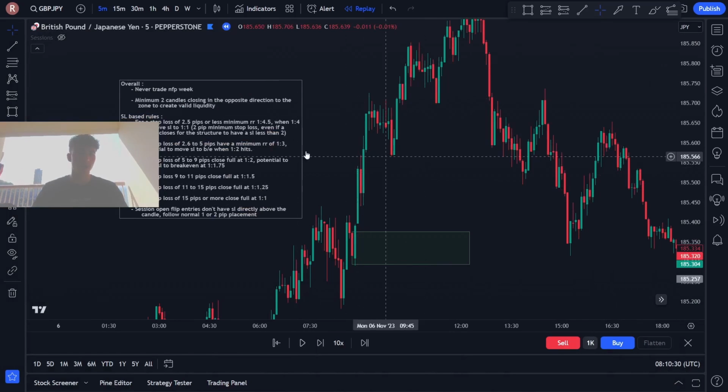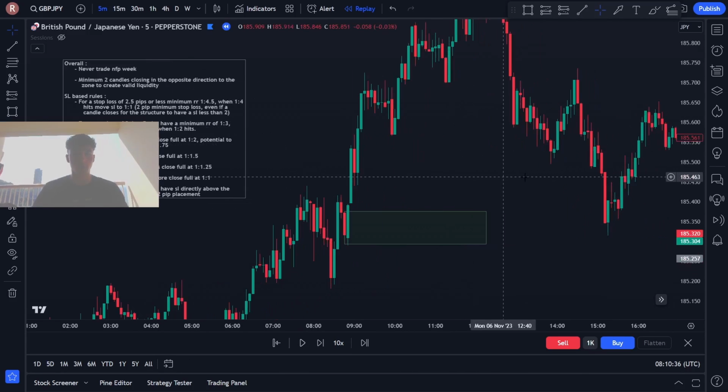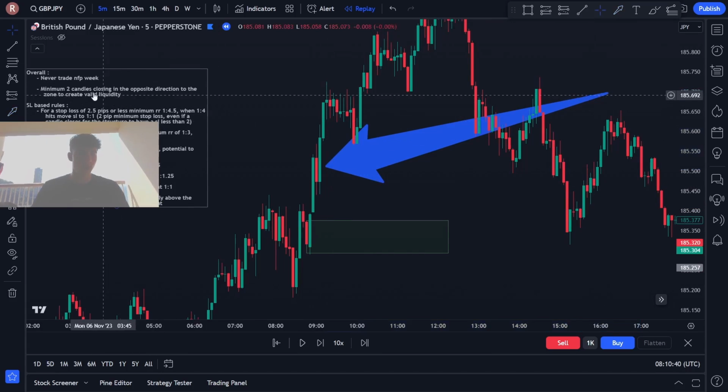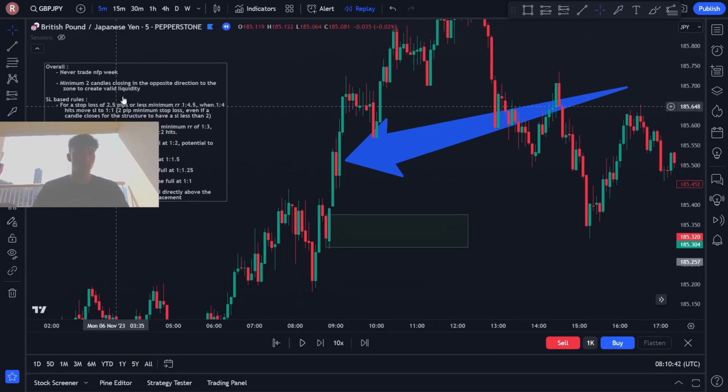The only other thing to touch on here about these rules is you can see at the top it says minimum 2 candles closing the opposite direction to create a valid liquidity. So this means that the liquidity, which you can see right here, has to be at least 2 candles. Opposite direction simply means red, of course.